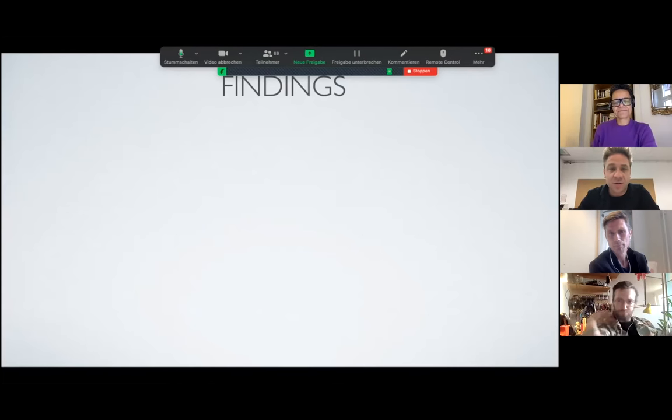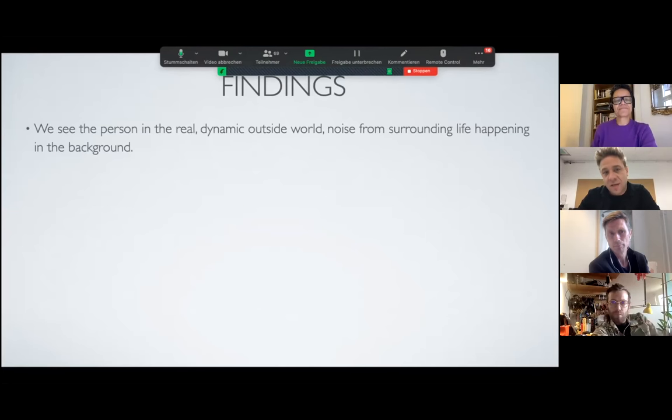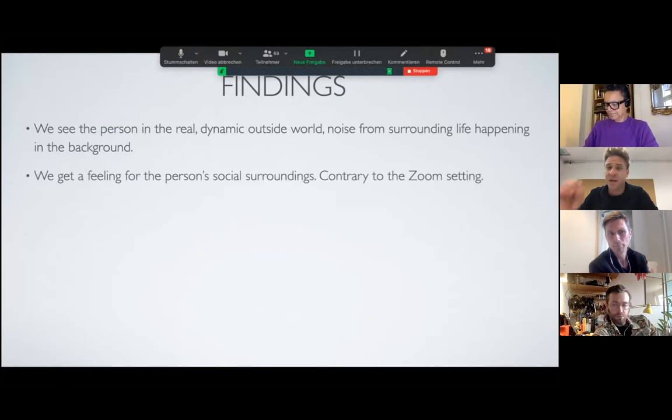This is not a conclusive list. What we found out is that if we see each other outside of the Zoom environment, in the outside world, cars are passing by, it's dynamic. This helps a lot for the students to get an image of the other student. It's like real life is happening again, and we're not just in our living rooms. We also get a feeling for the person's social surroundings, which is in a transcultural course quite relevant. And it's quite contrary to the Zoom setting where your view on where the person actually lives is quite limited.